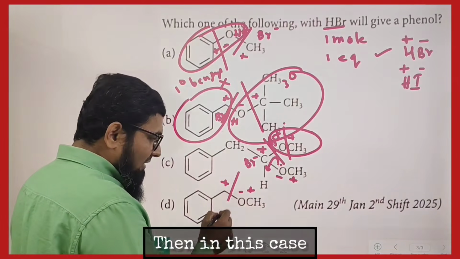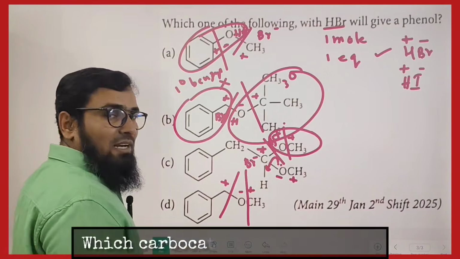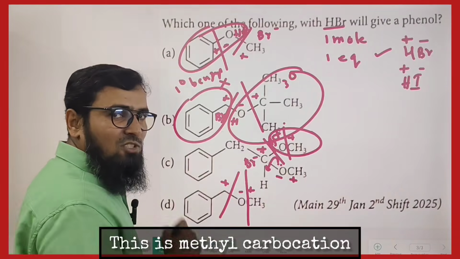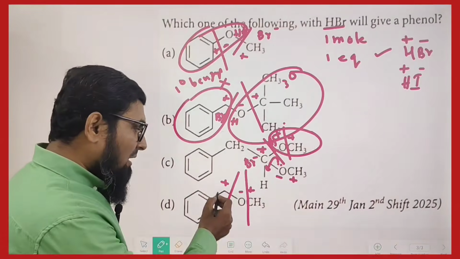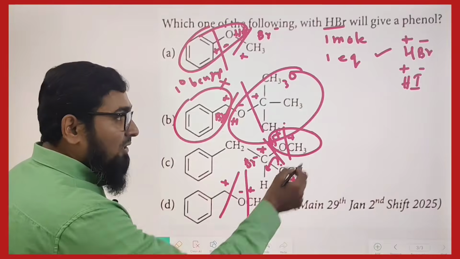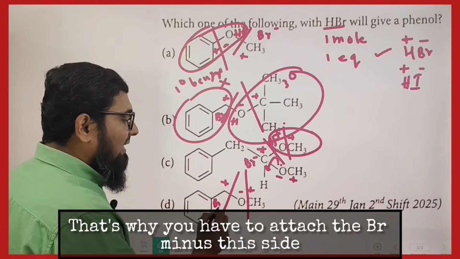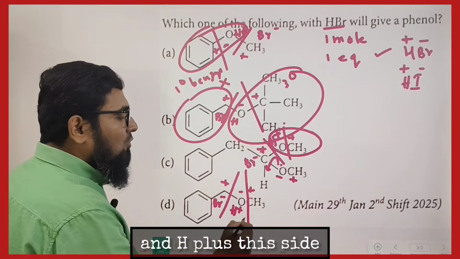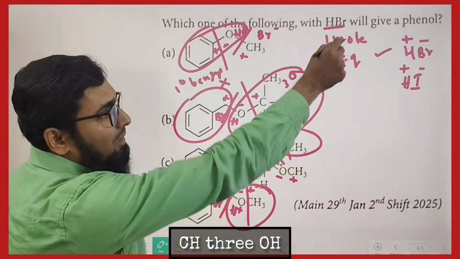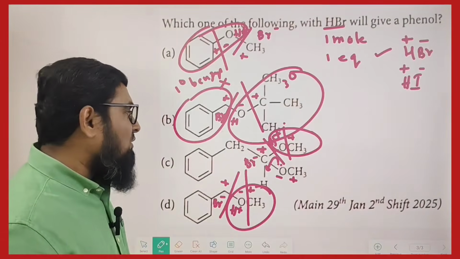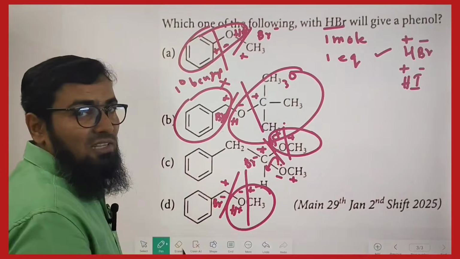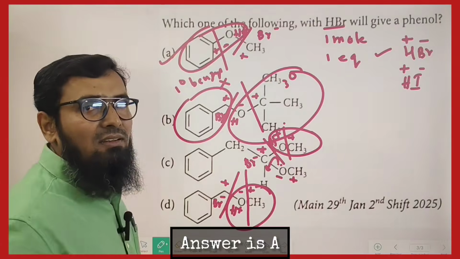Then in this case, break this bond, this bond. Which carbocation is more stable? This is a methyl carbocation. This is a primary benzyl carbocation. Primary benzyl carbocation is more stable. That's why you have to attach the Br minus this side and H plus this side. So what are you going to get? CH3OH. But what you should get? Phenol. So that's why neither B, C nor D are correct. Answer is A. Thank you.